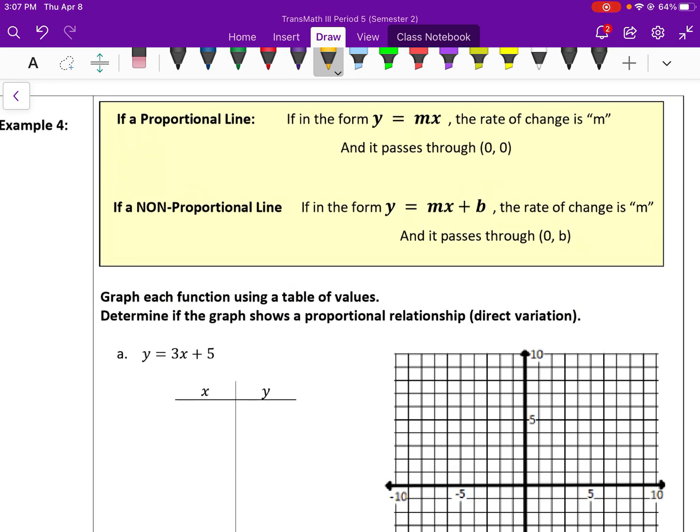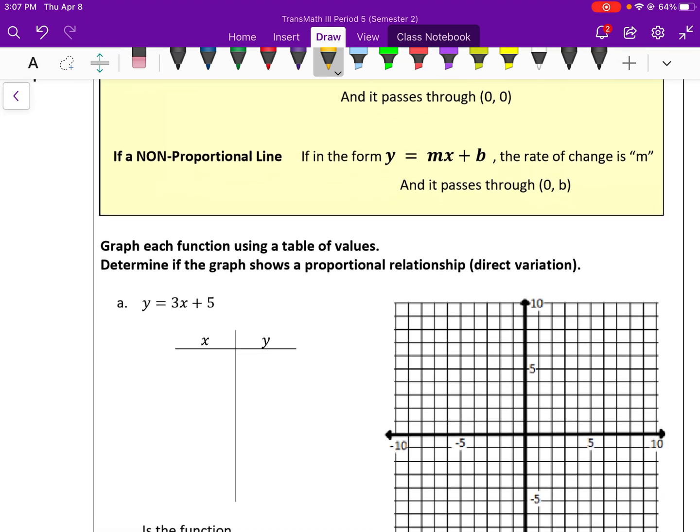Now, a proportional line. If it's in the form y equals mx, where m is a number, the rate of change is m. We'll talk about this a little later, but m is what we call slope. It's exactly what we've been finding. If it's proportional, it's going to go through (0, 0). Non-proportional is one that has mx plus b, where m is the slope and b is what's called the y-intercept, which we'll talk about later. If it's non-proportional, it will not go through (0, 0). And (0, 0) is the point where the x and y axes meet, which we call the origin.